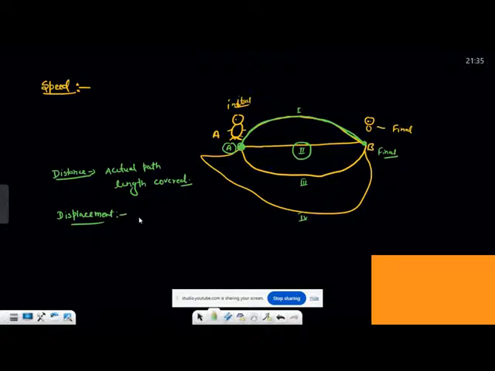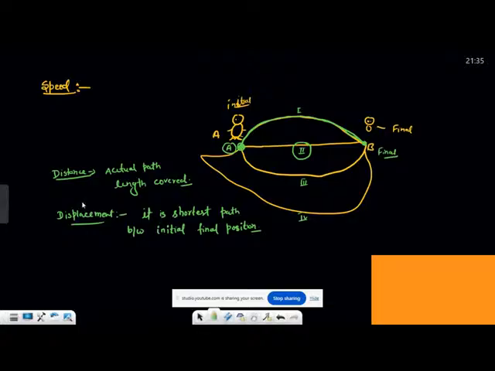We can define the displacement like this. It is shortest. It is the shortest path between initial and final position. Okay. What is displacement? Displacement is the shortest path between initial and final position.